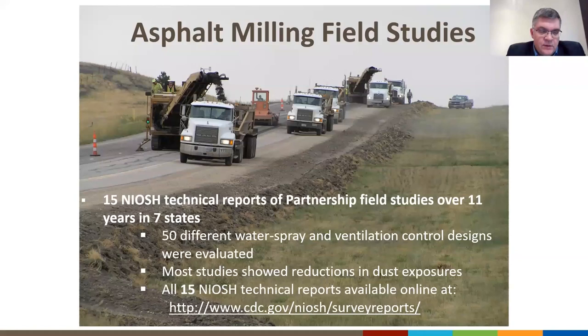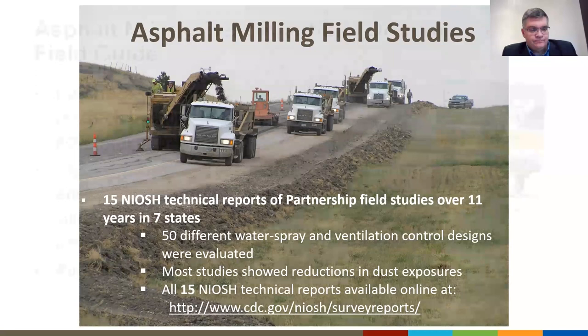This partnership included all manufacturers of pavement milling machines sold in the US. There was nearly a decade of research with 15 technical reports on controlling silica dust from milling machines. As a result of this research, all US and foreign manufacturers of heavy construction equipment that sell pavement milling machines in the US market agreed to install silica dust controls on all their new milling machines in January of 2017. Some of the partners involved, in addition to the manufacturers, were the National Asphalt Paving Association, the Federal Highway Administration, the Association of Equipment Manufacturers, the Laborers, and the Operating Engineers. Next slide.